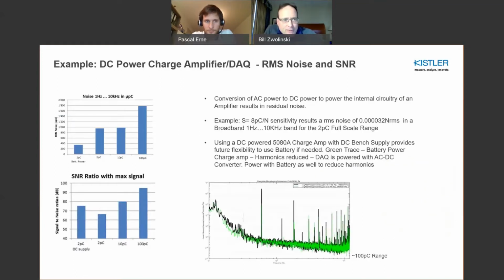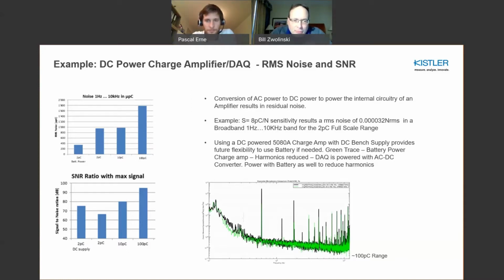This is an example of a DC powered charge amp, or a battery powered charge amp. What I show here is the RMS noise in the upper column, and as I explained in the part 1 session, very laboratory grade charge amps usually have on the low end a 2 picocoulomb full scale range. So what does that mean? If you have a sensor that's say 4 picocoulombs per Newton, that would mean the full scale capability of the amp is half a Newton. And that half a Newton would be equal to plus or minus 10 volts.